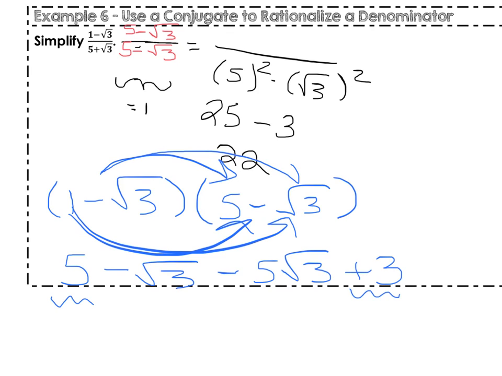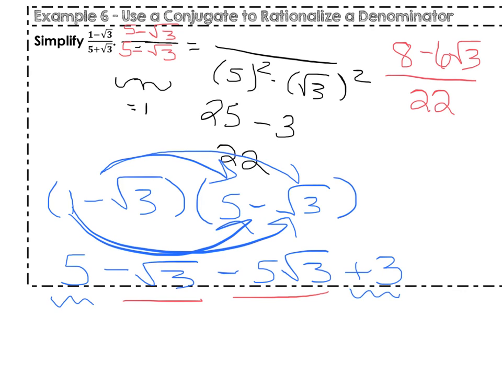5 and 3 are like terms, and oh, look at that. These two are also like terms. So on the top, we end up with 5 plus 3 is 8. And then negative radical 3 and negative 5 radical 3 is negative 6 radical 3. And this is all over 22.